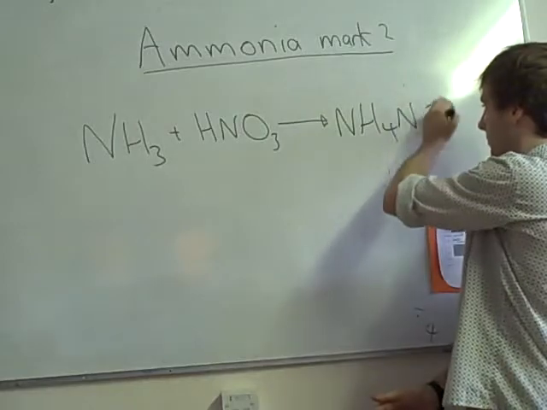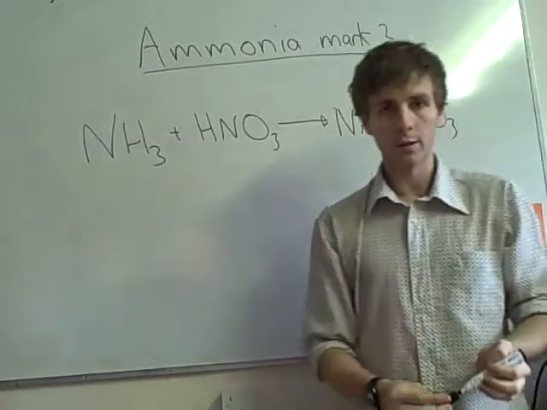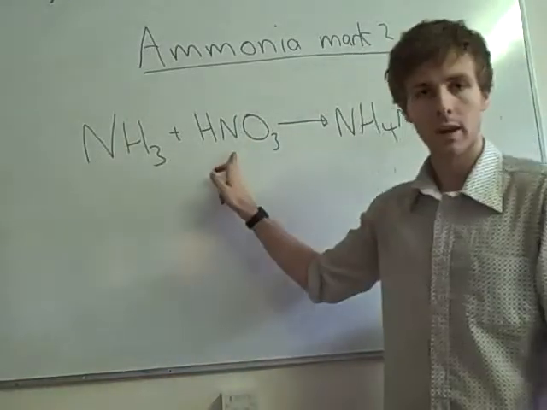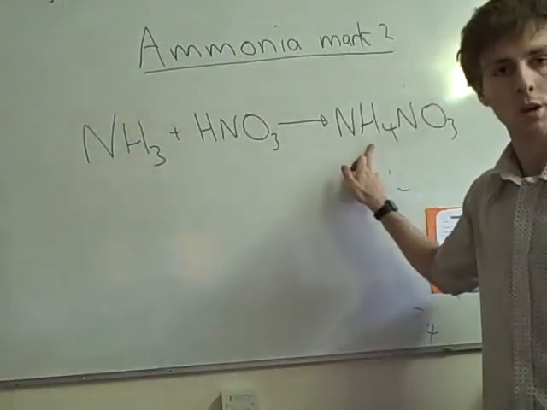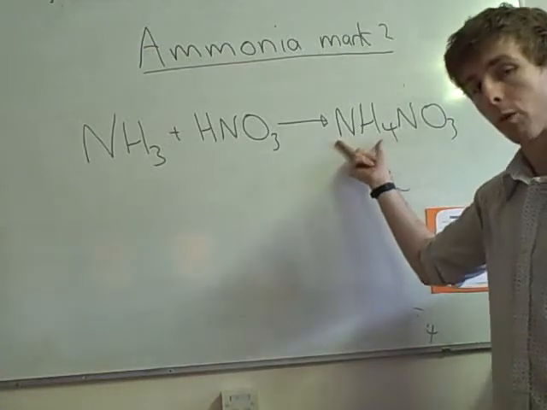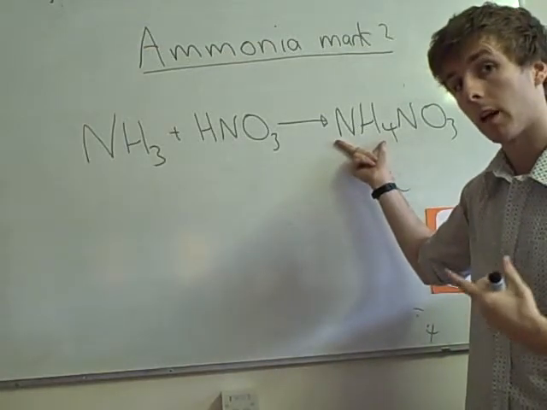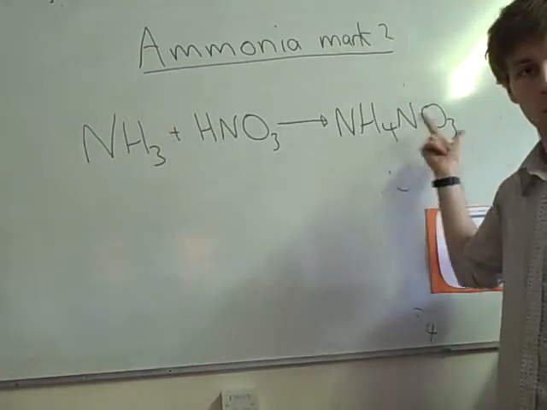NH4NO3. So we just combine together, and no matter what the acid is, it'll just combine with the ammonia to make this one thing. And these are called ammonium salts. NH4+, if you remember back to your yellow cards, is ammonium, so ammonium salts.